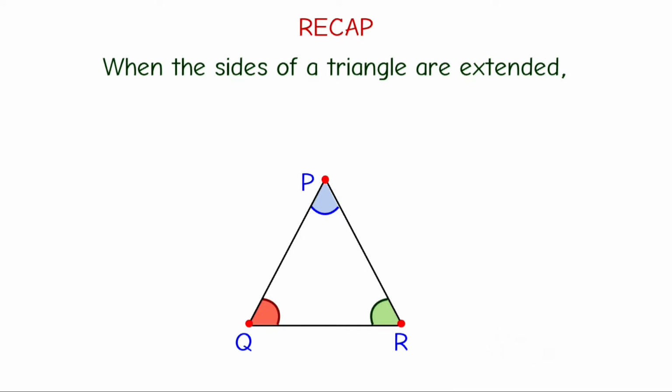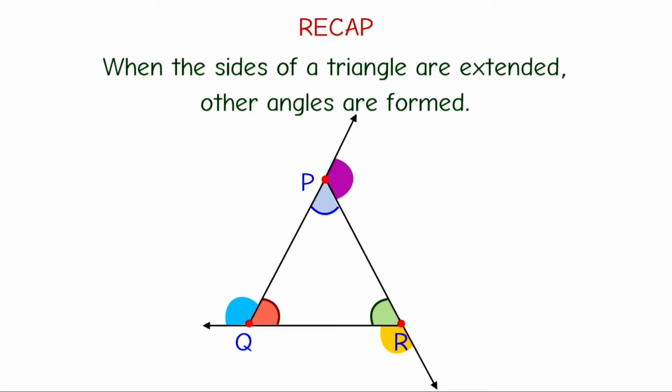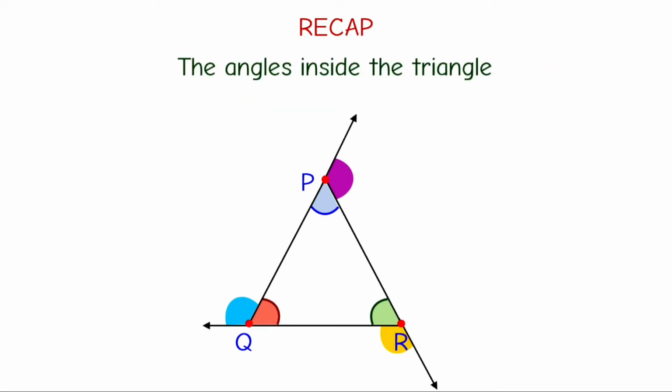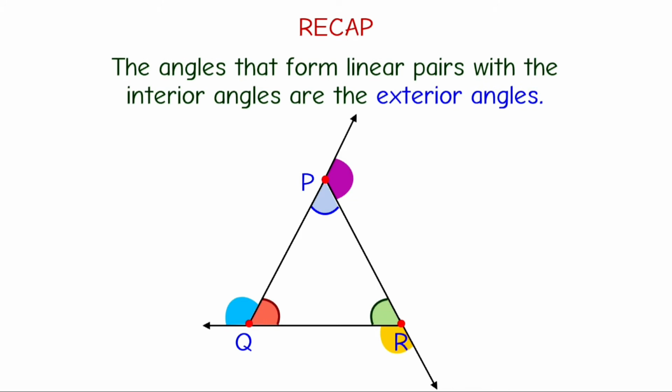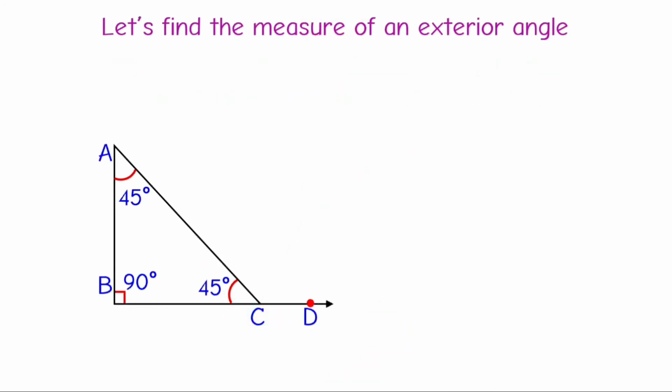When the sides of a triangle are extended like this, other angles are formed. The angles inside the triangle are the interior angles. The angles that form a linear pair with the interior angles are the exterior angles. Now let's find the measure of an exterior angle.